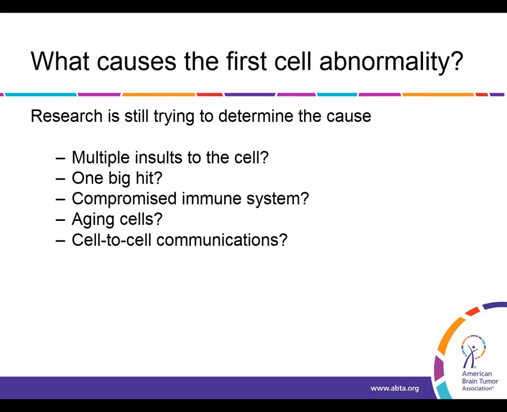Researchers are still trying to determine what is the cause of the cell's abnormality. It could be multiple insults to the cells, maybe one big hit. They're also looking at a compromised immune system and changes in cells as they age. Also, cell-to-cell communication.